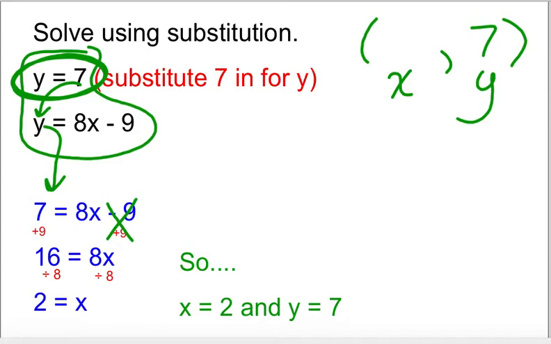X is still not alone. He doesn't want to be multiplied by 8. So you divide by 8 on both sides. That cancels that out, and 16 divided by 8 is 2. X is alone and he's happy.